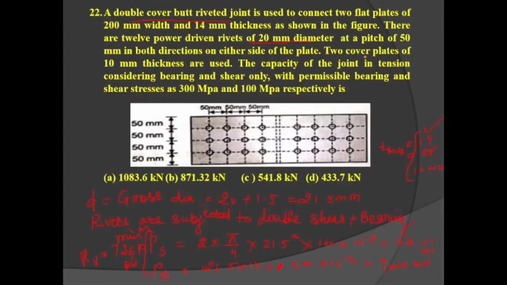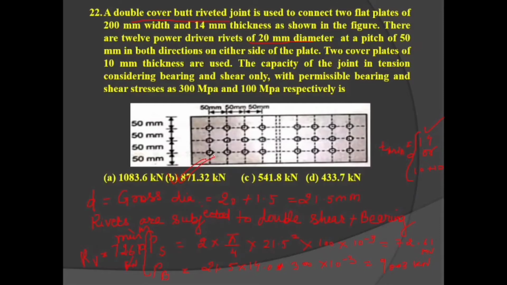Capacity of the joint that we have to calculate is equal to 12 number of rivets, and one rivet can handle a load of 72.61 kilonewton. So after calculation, I found the value equal to 871.32 kilonewton. This is our answer, the capacity of the joint. So 871.32 kilonewton, that is option B, is the correct option for question number 22.